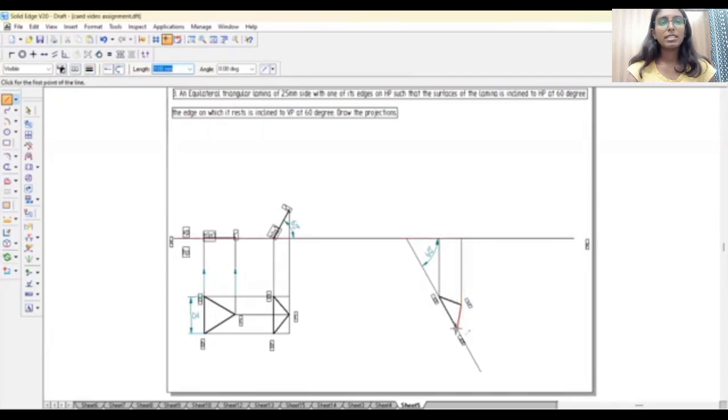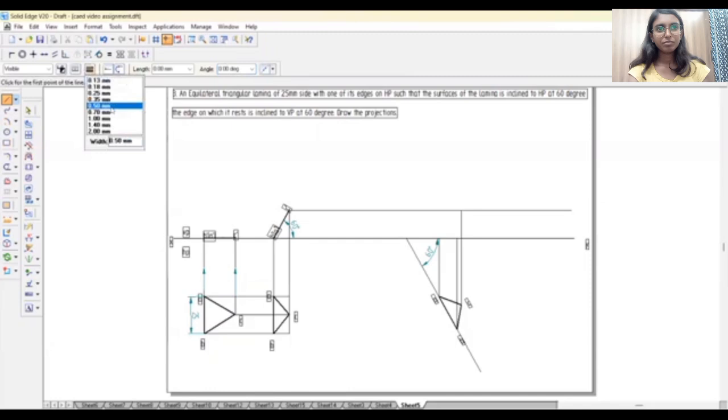Now it is 60 degree to VP, and that means below XY line, let's take a line, of any length, but the angle is 60 degree. Let's give 60 degree and press enter. Select the line and give the thickness of 0.13. Now measure the angle, 60 degree.